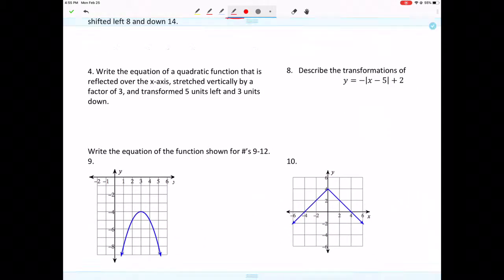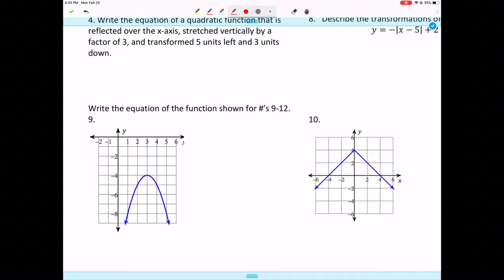Okay, next, write an equation for the function shown for numbers 9 through 12. Here, all of these, when they're quadratics or absolute value functions, we're always going to have a vertex. So here our vertex is 3, -4. This other one, our vertex is 0, 4. And we would need to find the a value. So a here is, we go over 1, down until we get it. That would be -1. And it would be the same for this one.